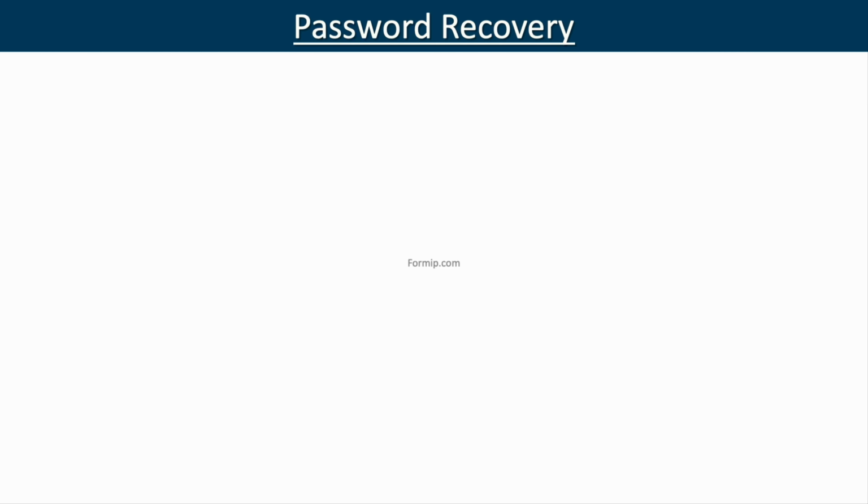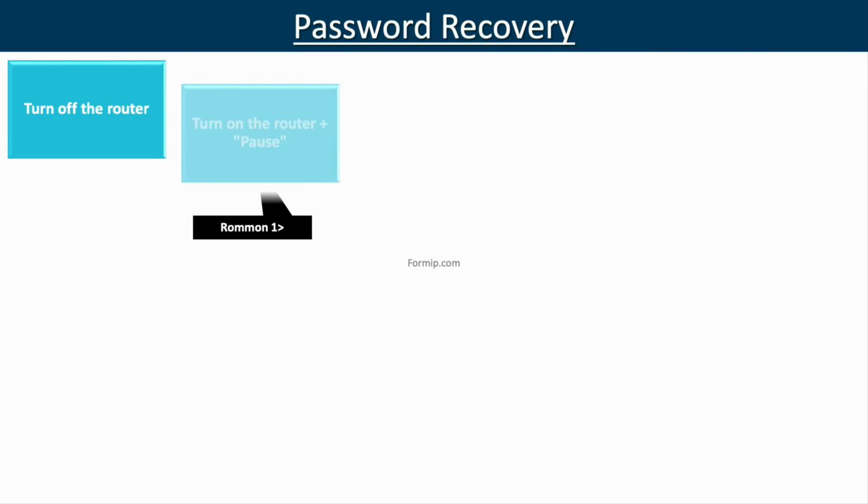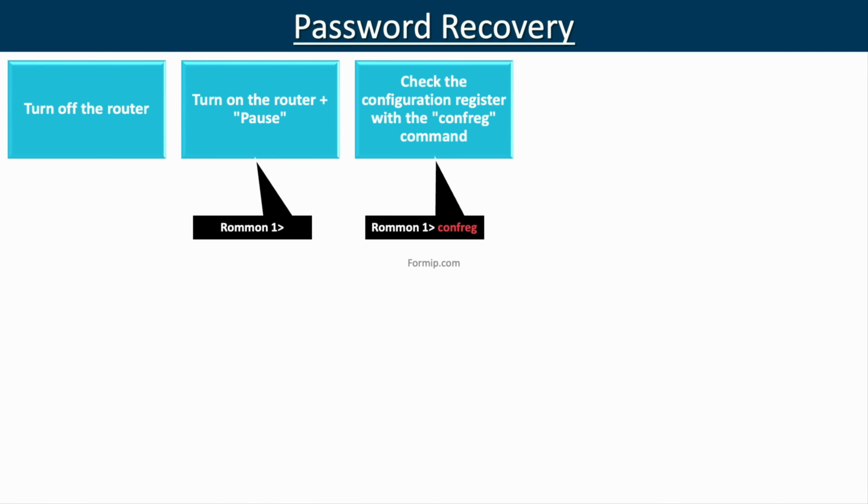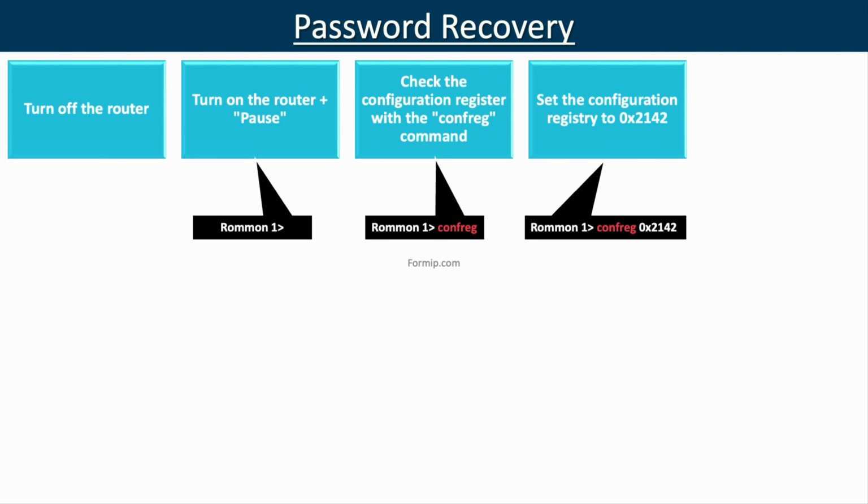To start, you have to turn off the router and connect a PC to the console port. Then, when you turn the router back on, you have to press the break key several times until you have the ROMmon prompt. For your information, the break key corresponds to the pause key on our French keyboards. In ROMmon mode, the confreg command is used to check the register that is currently running. Normally, it should be 0x2102. Then, you have to set the configuration register to 0x2142 to tell the router to ignore the startup config the next time you reboot.